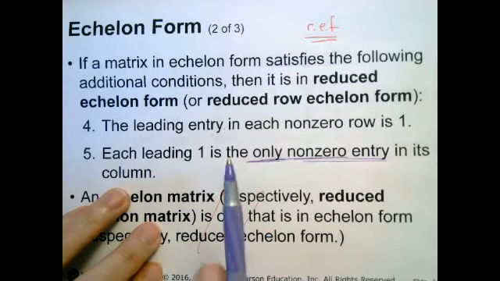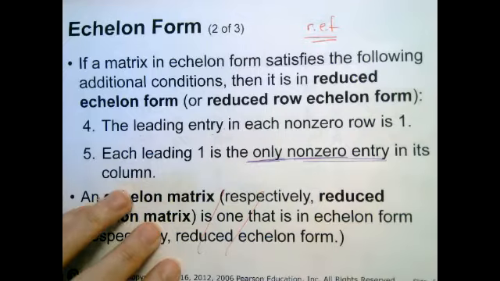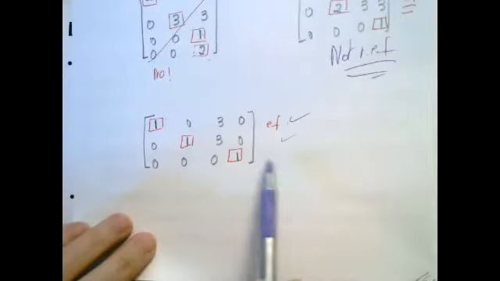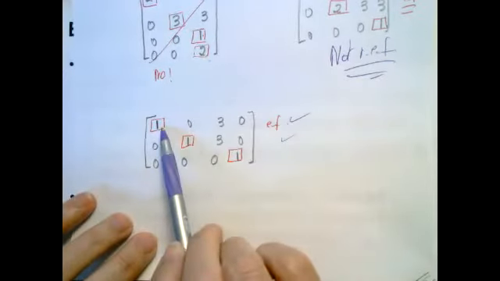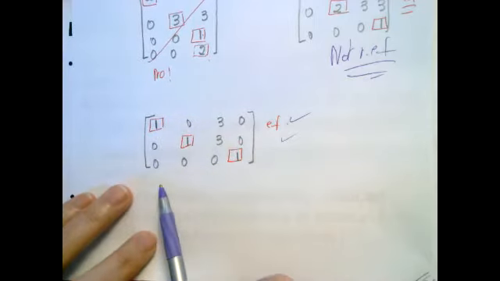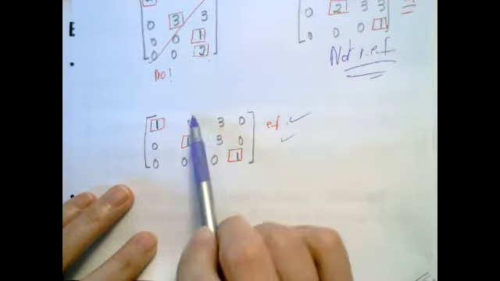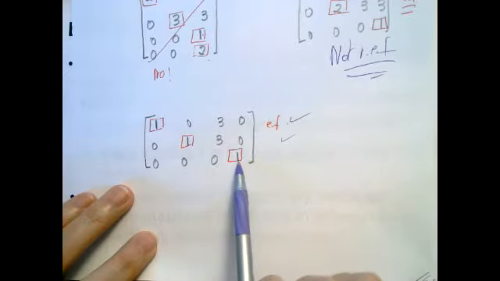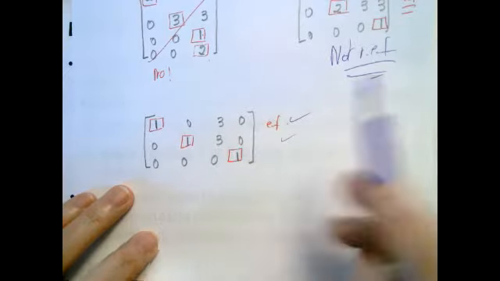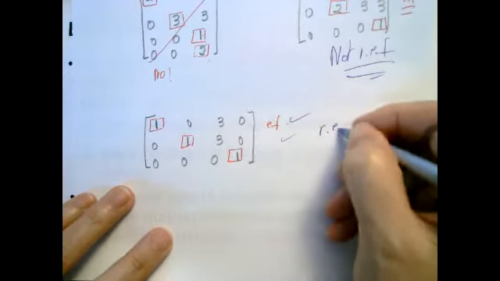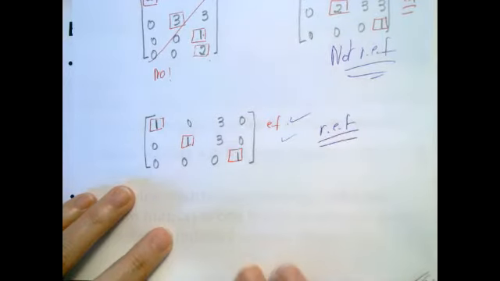So once you have a leading entry, that's the only non-zero entry. In this scenario, that's the leading entry, and it's the only non-zero one here. That's a leading, the only non-zero. That's the leading, only non-zero. That's reduced echelon form. Okay?